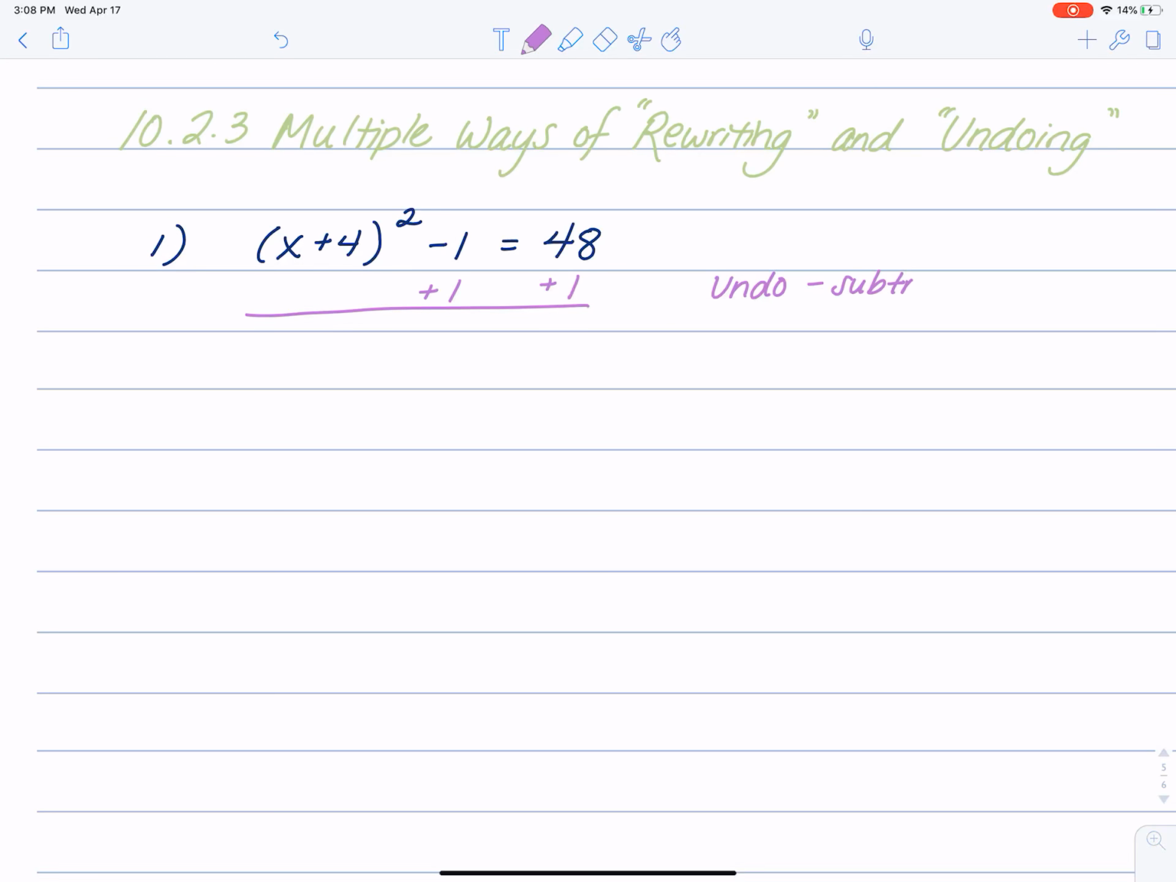Undo, subtract the constant. And again, it's the constant that we care about, the constant that's on the same side as that x value. We don't worry about the constant 48 because that's what's going to be on the opposite side, obviously. So now we have x plus 4, quantity squared, set equal to 49.